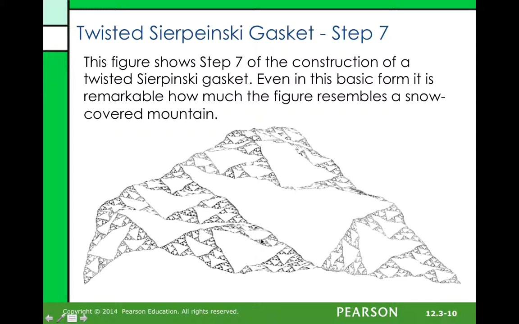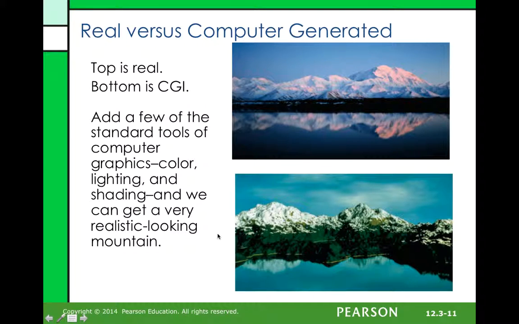If you squint a little bit, if you step back, this looks like a snow-covered mountain. So twisted Sierpinski gaskets are actually used in CGI modeling and creating fake pictures of snow-covered mountains, because that's kind of what they look like. Just for example here, this top picture is a real photograph. This bottom picture was created using a twisted Sierpinski gasket. So again, it's kind of strange. You wouldn't think this sort of thing would be useful, but it does turn out to be useful sometimes, in particular in computer-generated graphics.